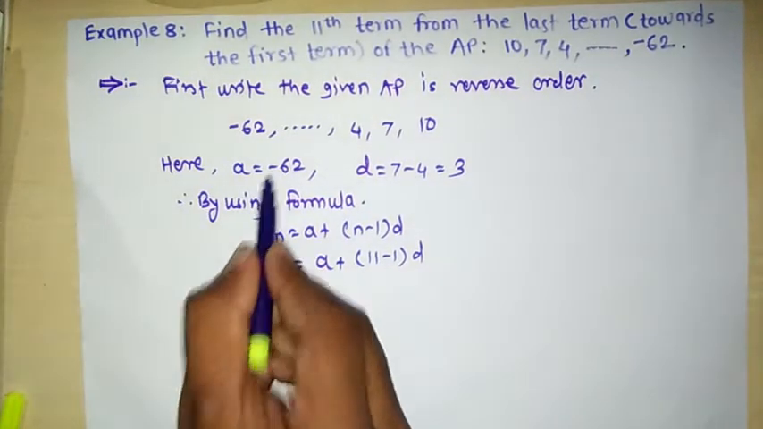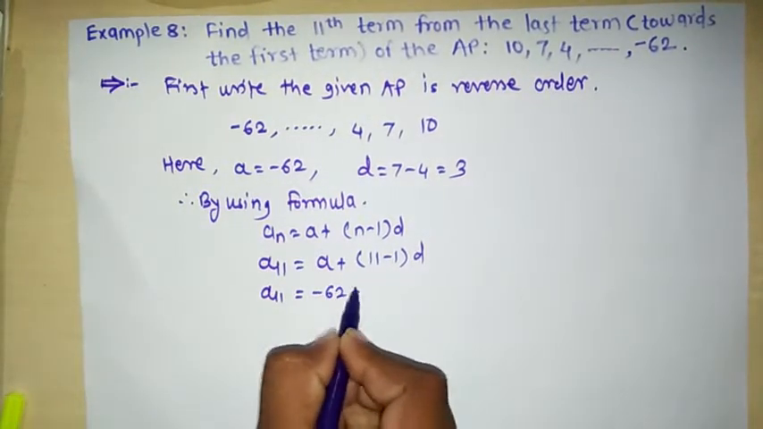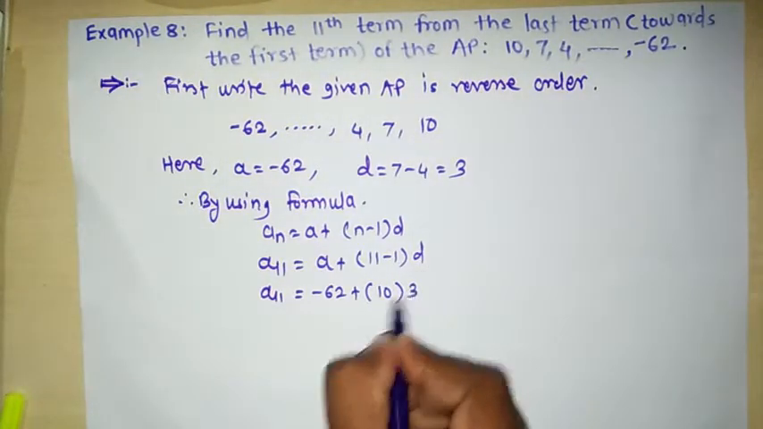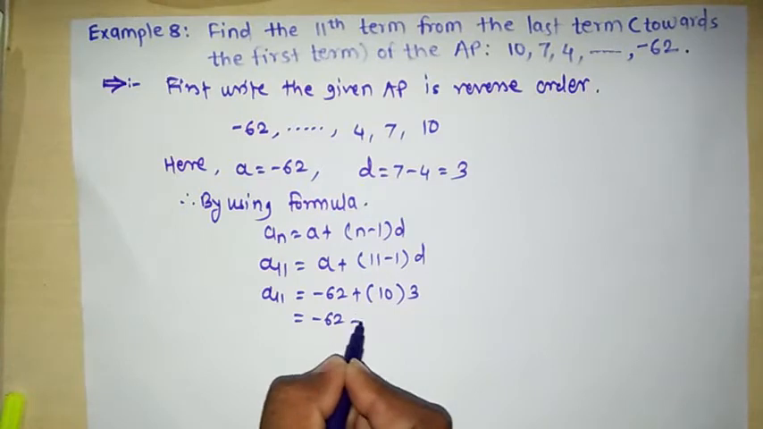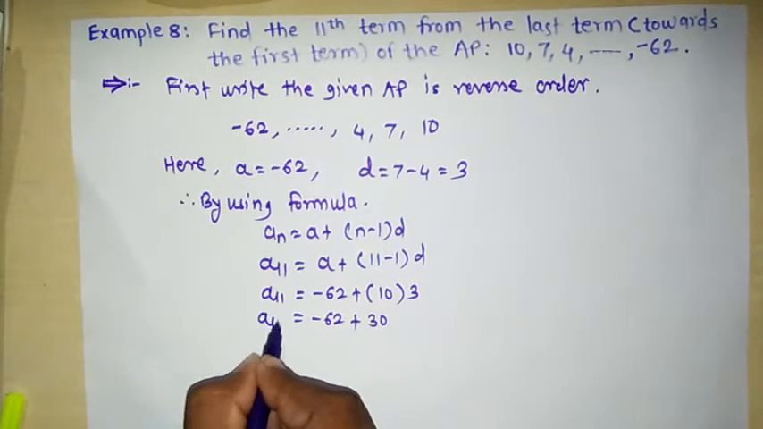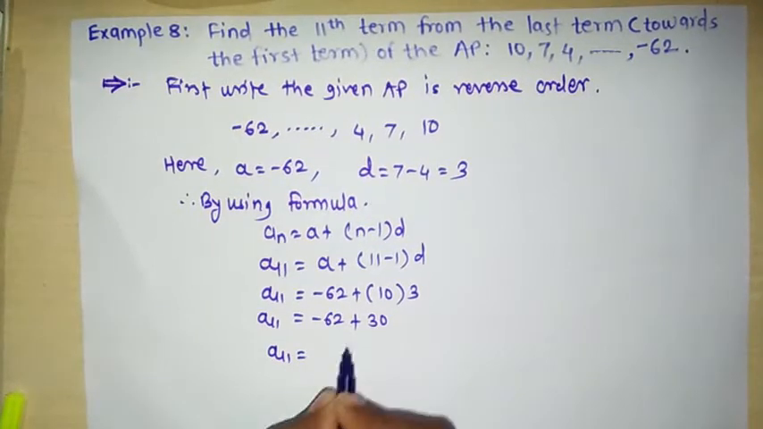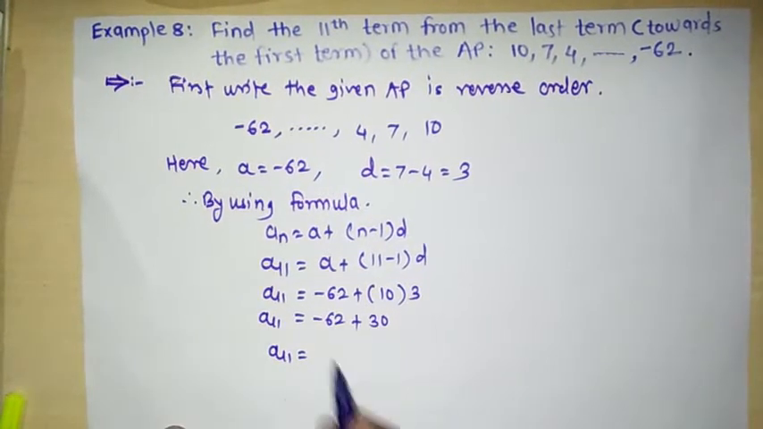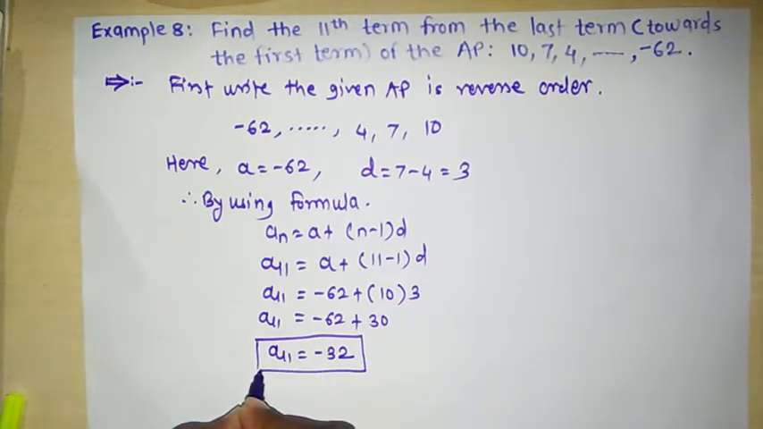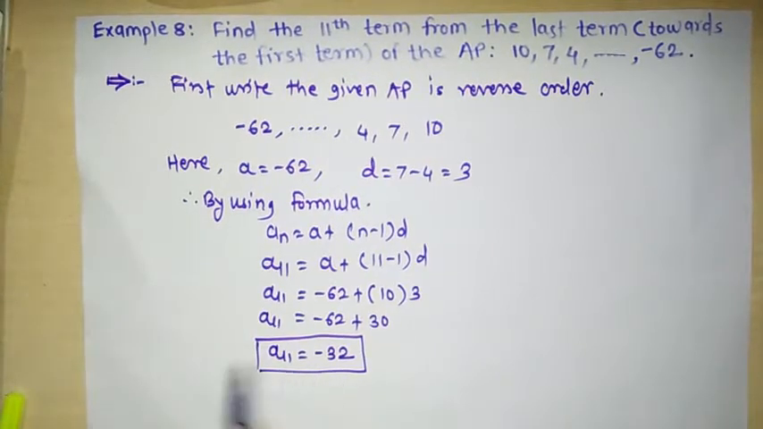What is the first term? First term is minus 62 plus 11 minus 1, which is equal to 10. D is equal to 3. Now minus 62 plus 10 into 3, which is equal to 30. Here we got A11 is equal to minus 62 plus 30, which is equal to minus 32.